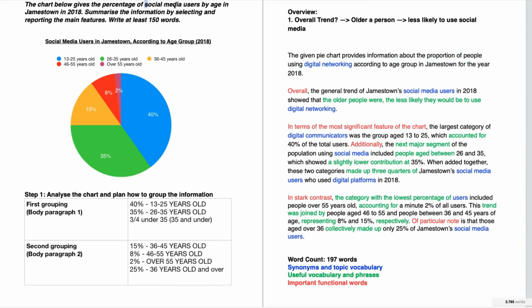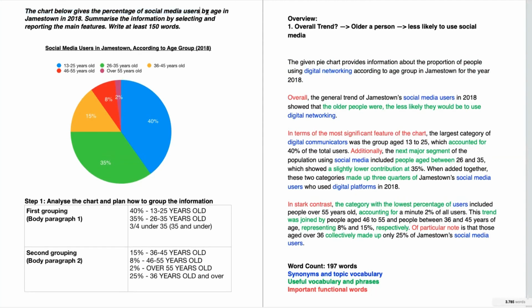So we were given social media users, and I used digital networking, of course, social media users, digital communicators, social media, digital platforms, social media users again. You could also just say users, especially towards the end, because it is quite obvious that we're talking about social media users. So this works as well in order not to be repetitive. Now, looking at our useful vocabulary and phrases, this also includes some tricky grammar like we saw here and talked about using the conditional. So keep that in mind.